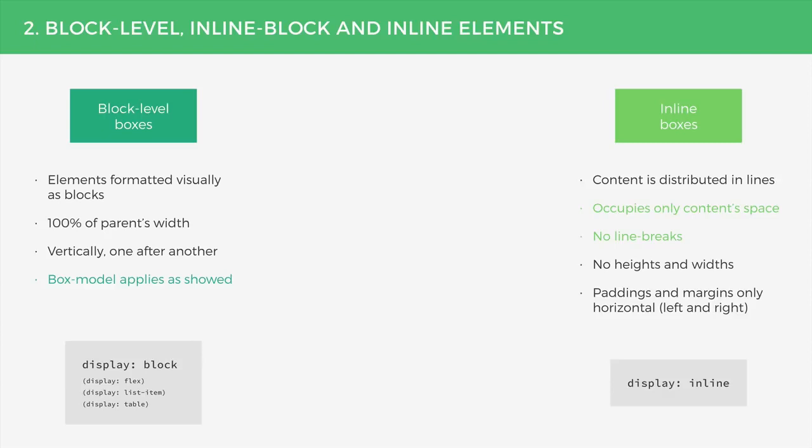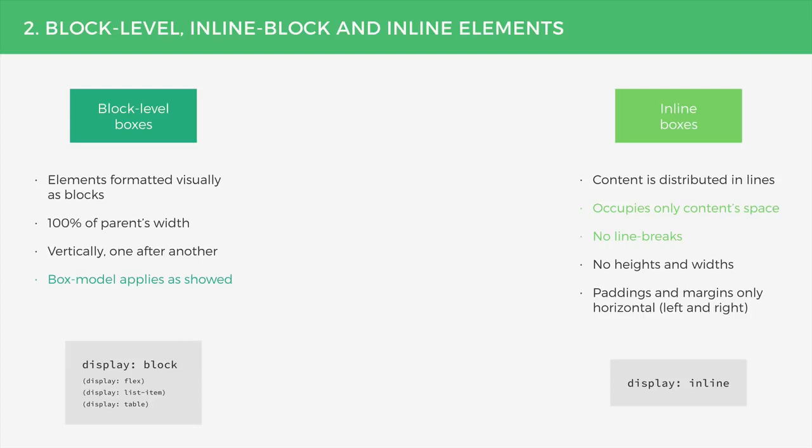Now about the box model, things work a bit differently with inline boxes. First, the height and width properties do not apply here, which means that we cannot use these properties. And second, we can only specify horizontal paddings and margins on inline elements, so only on the left and on the right side. That's the way the box model works on inline elements.